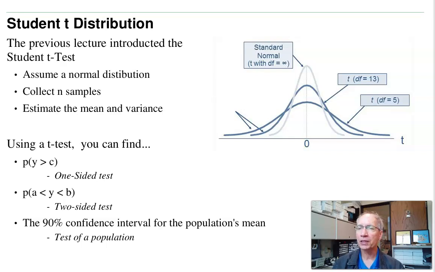Now, what I can do with the t-distribution is I can do a single-sided test, such as the probability that a given die roll will be bigger than, say, 20. I can do a two-sided test. Can I bracket it? Where will the die roll be 90% of the time? And I can do a 90% confidence interval for a population's mean, such as what is the average of rolling those dice.